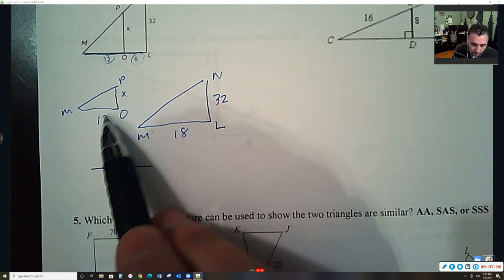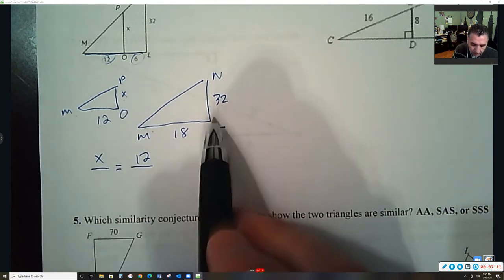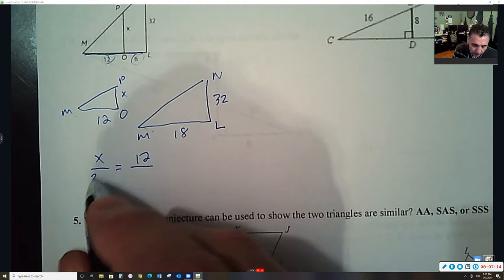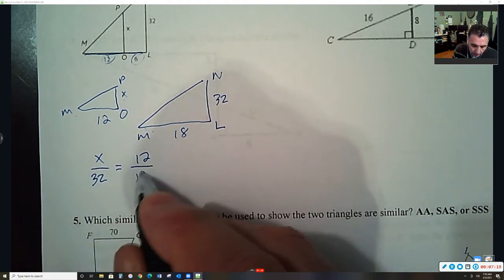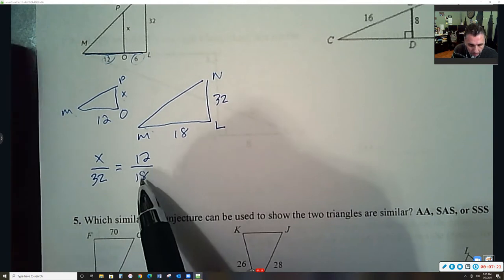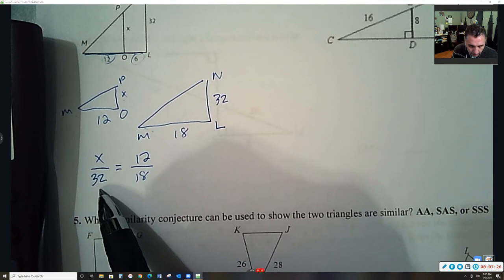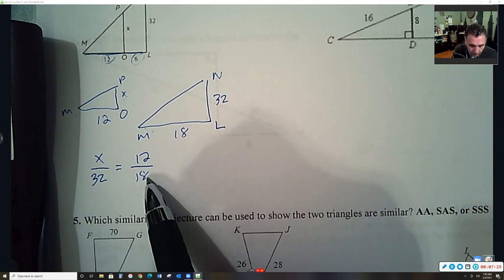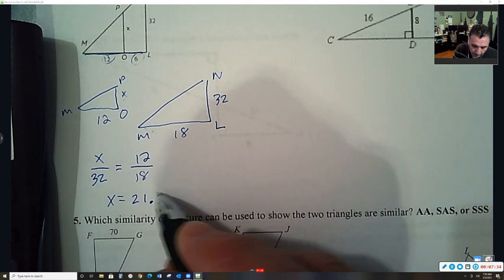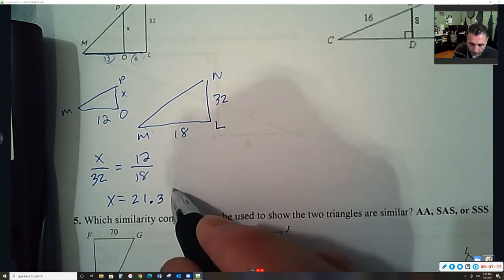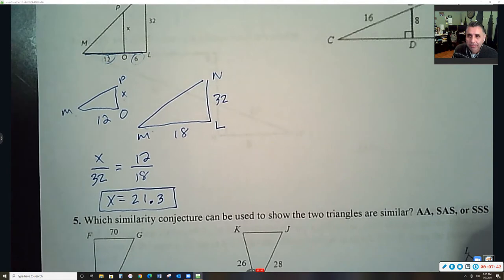Okay, so then we can just write a proportion to solve for x. We're going to take these two and put them on top, x and 12. X is corresponding sides with 32, so I put 32 under here, and then 12 is corresponding sides with 18, so I put 18 down here. And again, like before, it's just 12 times 32 divided by 18. And this one gives you 21.3. It's 3333 repeating, just put 21.3. Don't worry about putting the line over it or anything, just 21.3.